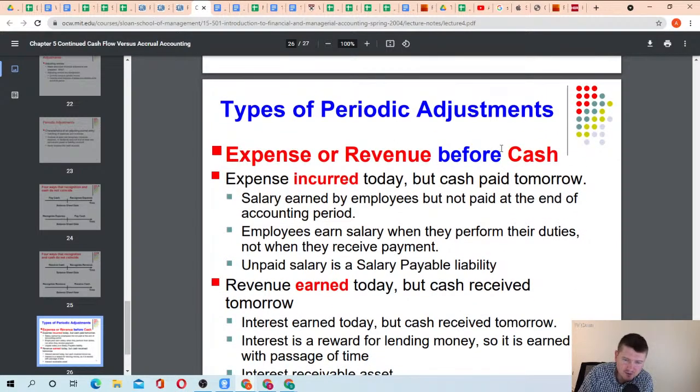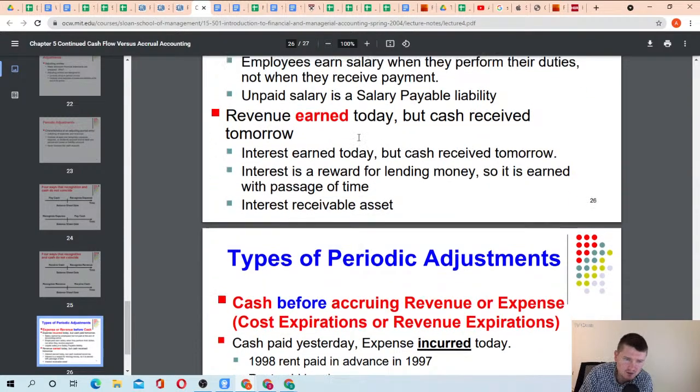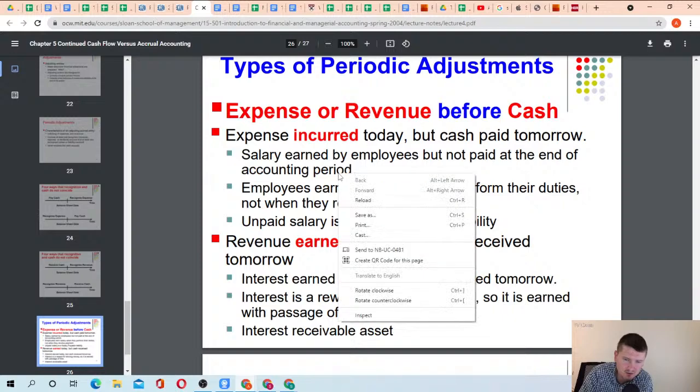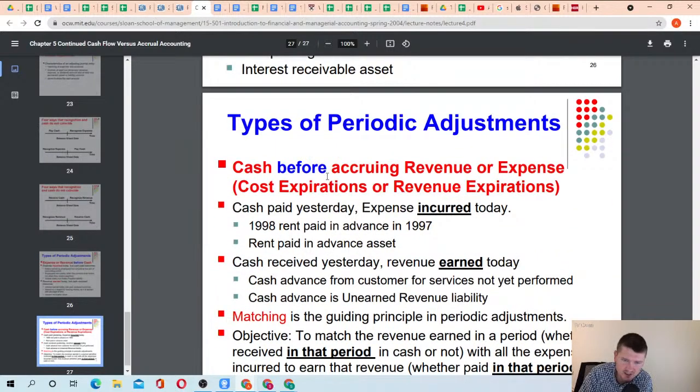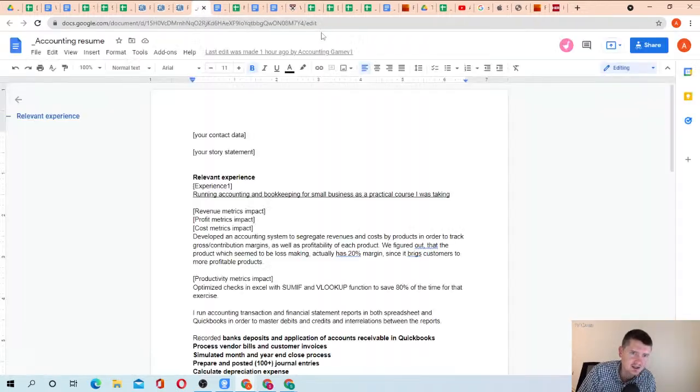Expense or revenue before cash. They provide you with some types of adjustments where you earn expense or revenue before cash: expense incurred today but cash paid tomorrow, revenue earned today but cash received tomorrow. That's an accounts receivable, that's an accounts payable situation. We already covered that. Cash before accruing revenue or expense: that's prepaids from customers, and prepaids given to vendors. We already covered that situation. So we're done with that file.